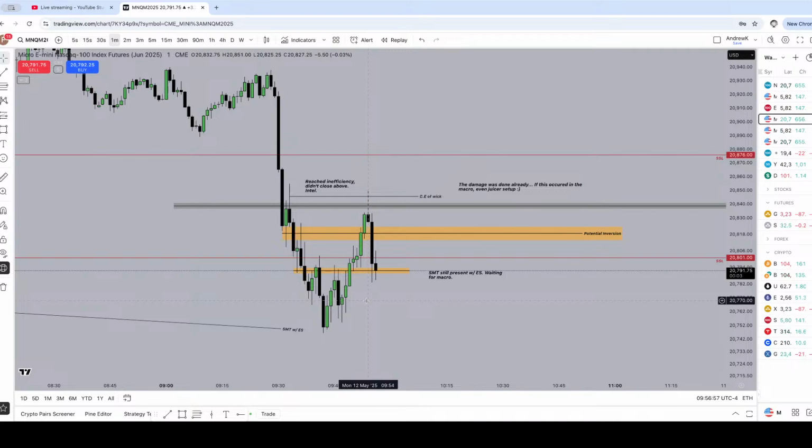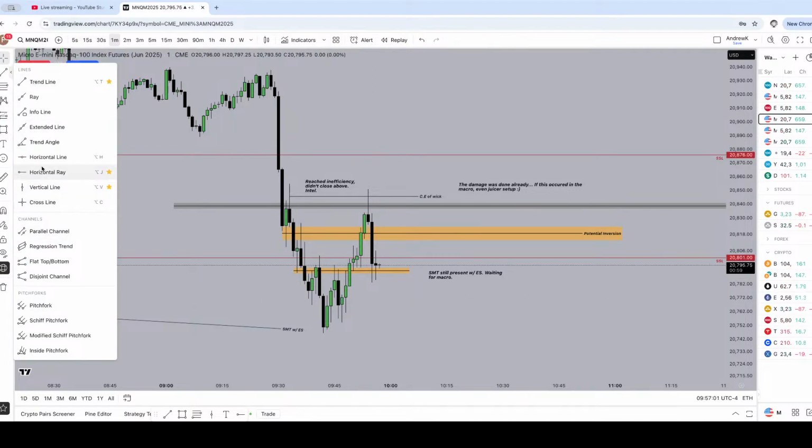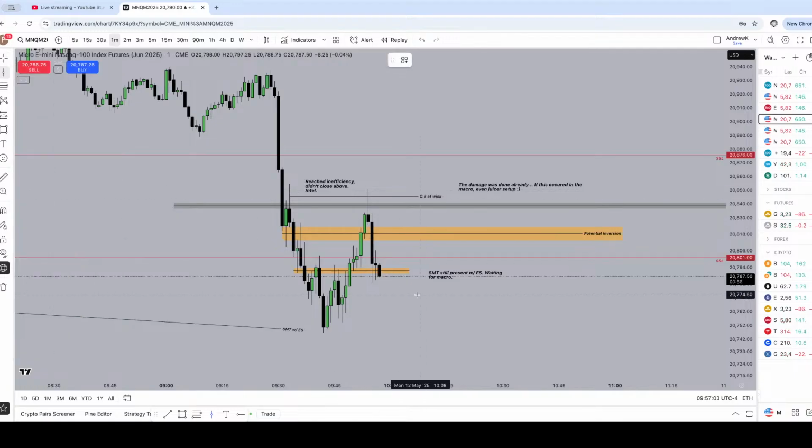I'm looking for after 10 o'clock. I'm going to see what happens after 10. So we'll mark out 10 o'clock. It's going to be your silver bullet. Guys, I could have caught this from here to there. I know where price is going, so I just don't. I'm looking for a bigger move.